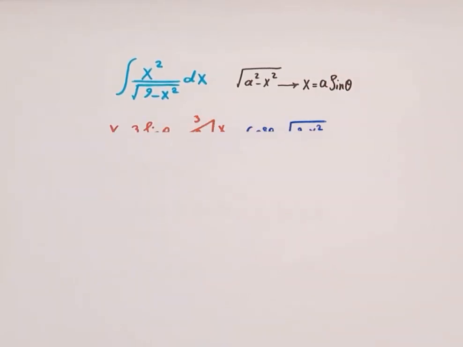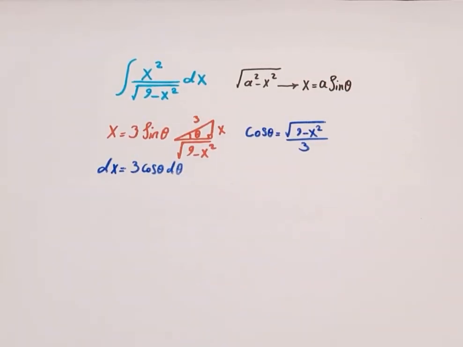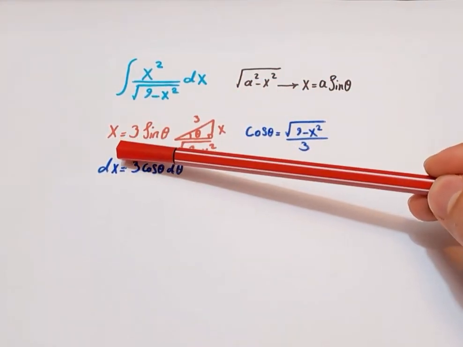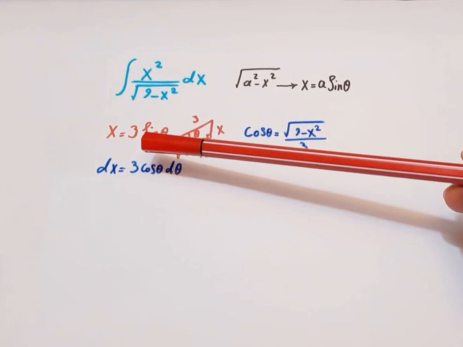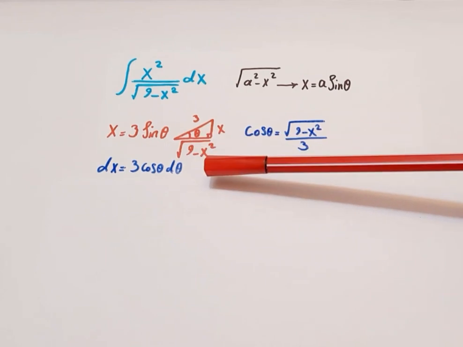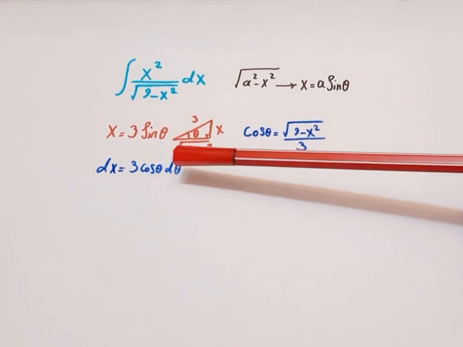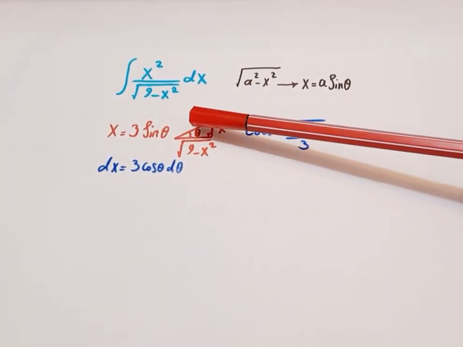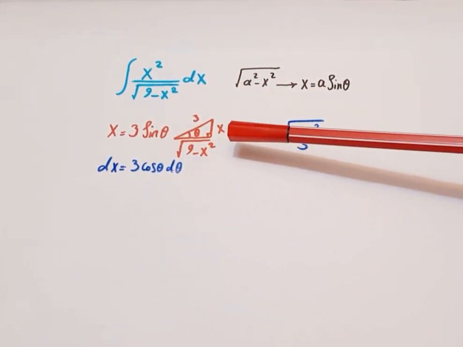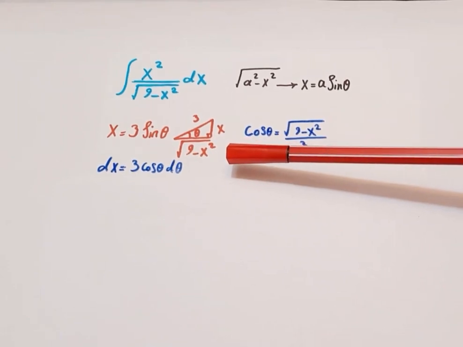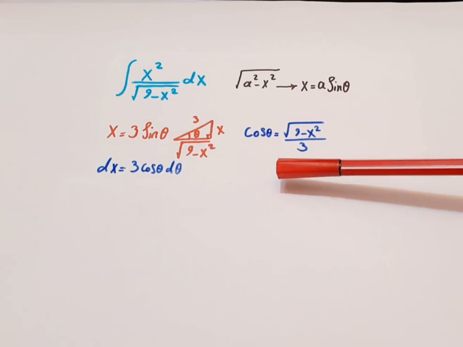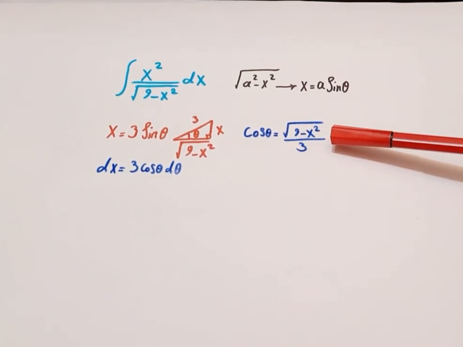So I know that 9 is 3 squared, so I can write x as 3 times sine theta. And if I draw a triangle, the sine theta is equal to x over 3, right? So x is this side and 3 is this side, and the bottom side is equal to the square root of 9 minus x squared.